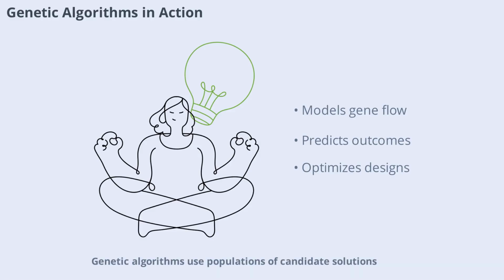One of the most popular forms of evolutionary computation is the genetic algorithm. Genetic algorithms use populations of candidate solutions, evolving them over time through selection, crossover, and mutation. In biology, genetic algorithms are used to model gene flow, predict evolutionary outcomes, and optimize experimental designs. They're especially useful for problems where the search space is too large for brute force methods. By mimicking natural evolution, genetic algorithms can find creative solutions to complex biological questions.